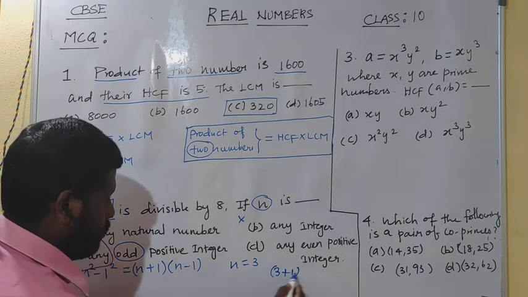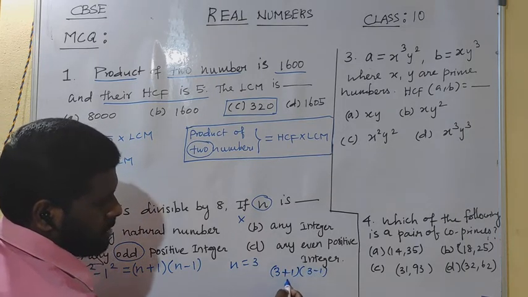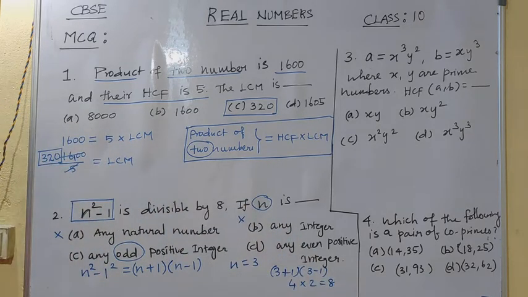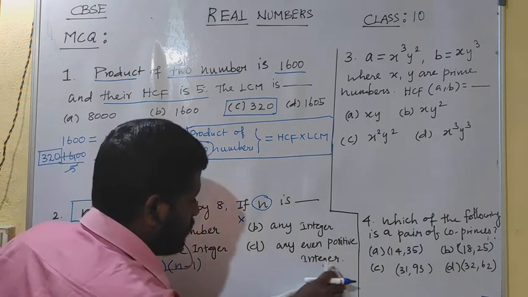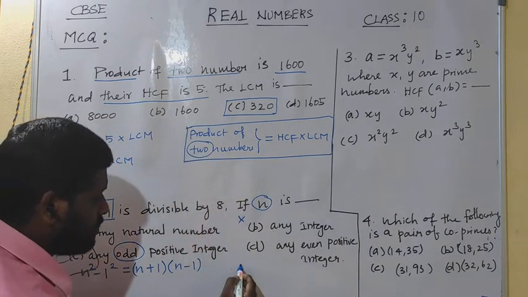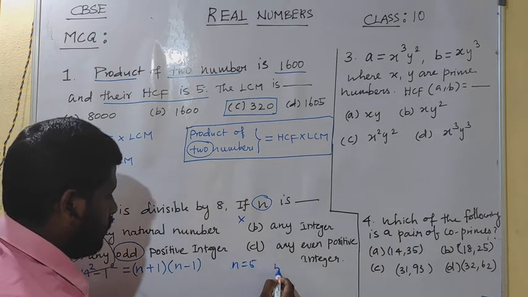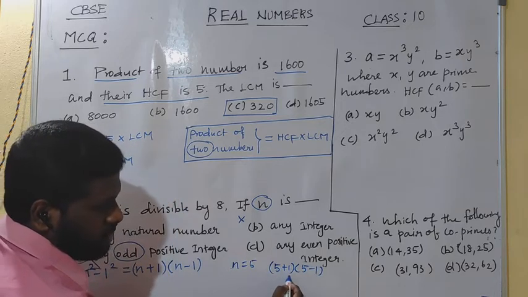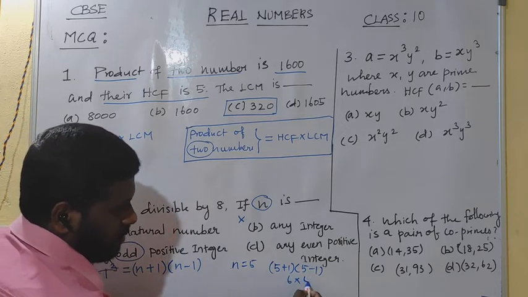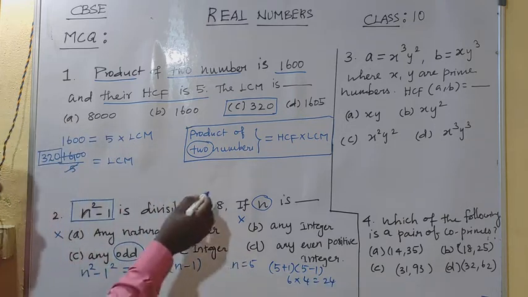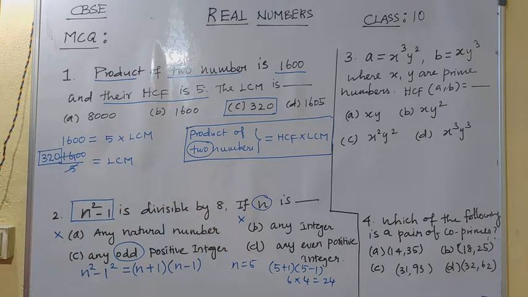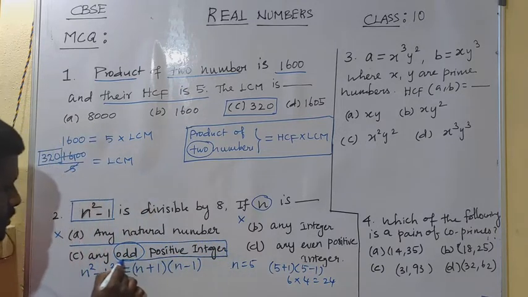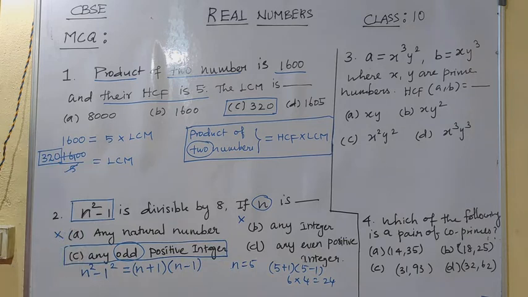Then what happened? (3 plus 1) into (3 minus 1). So 3 plus 1 is 4, into 3 minus 1, which is 2. 4 into 2 is 8. Of course, it is divisible by 8. Right? Then check with n is equal to 5. Then what happened? (5 plus 1) into (5 minus 1), so 6 into 4, 24, right? Yeah, definitely it is divisible by 8. Therefore, I understand the right option: any odd positive integer is the right option.